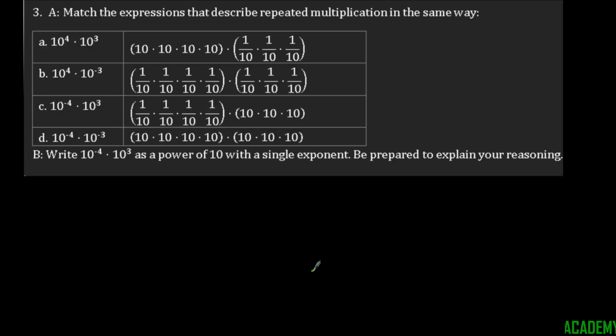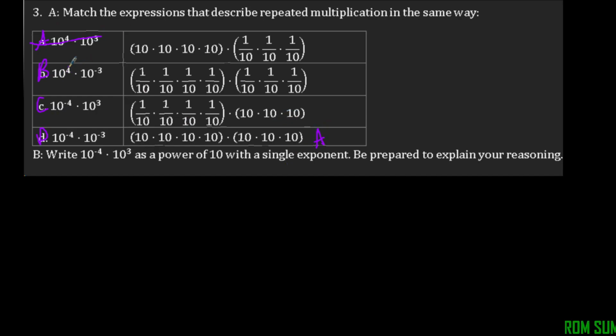Then for number 3, it says match the expression that describes the repeated multiplication in the same way. So same kind of setup. We have A, B, C, and D. When we are multiplying numbers with the same base, it's almost like we're adding the exponents. So we'll talk about that here in a second. It says 10 to the 4th power times 10 to the 3rd power. So I have to have 4 tens times 3 tens. Real simple, just look at those exponents, and that last option is the one we're looking for. A is the 4th one.